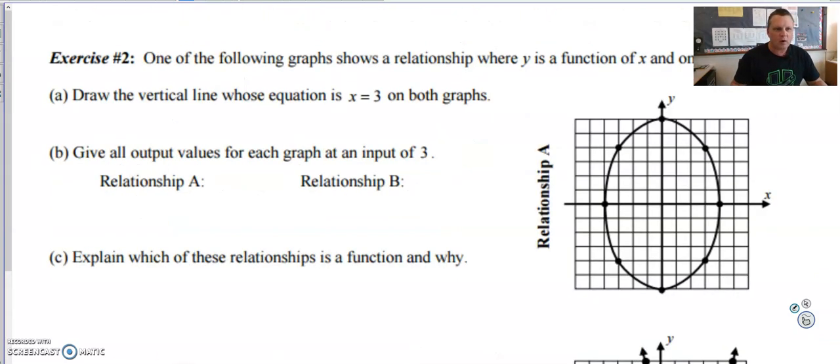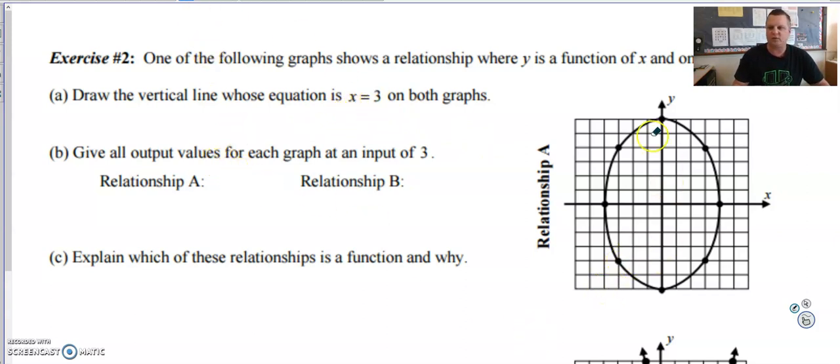So now, of the following graphs, exercise 2, where y is a function of x. Okay, so 1 does not. So we have relationships where y is a function of x and 1 is not. Draw the vertical line whose equation is x equals 3 on both graphs.